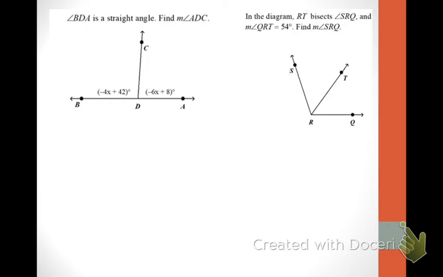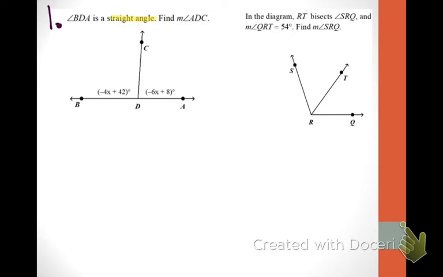Chelsea, can you read to me the directions? We'll call this one number 1. The angle BDA is a straight angle. Find the measure of angle ADC. Perfect. So what do you think is the most important part of those directions, y'all? Straight angle. Go ahead and highlight it.